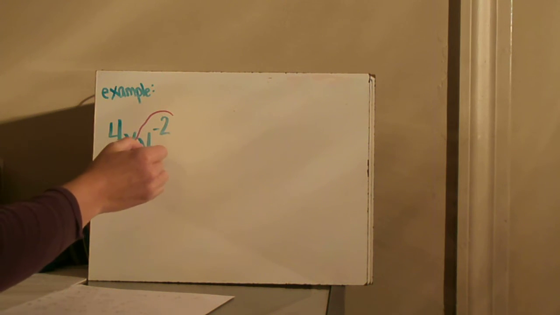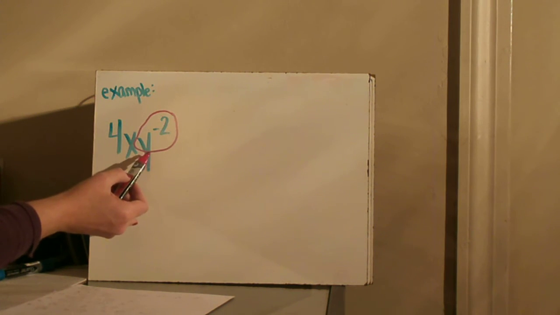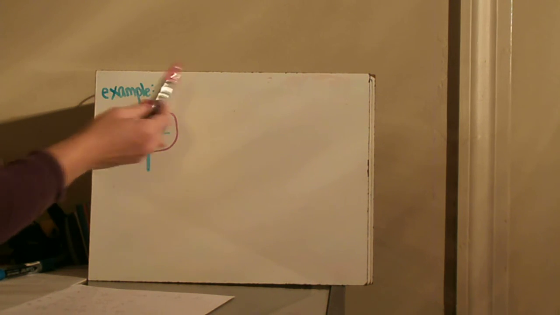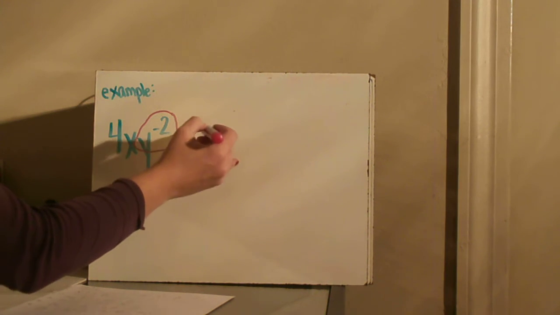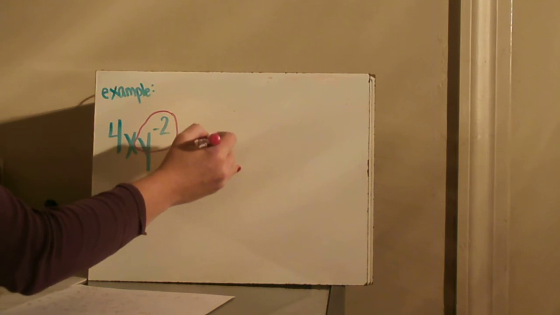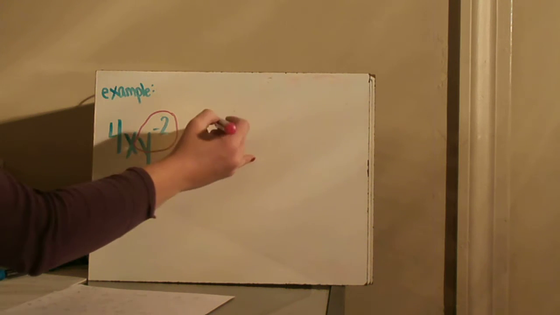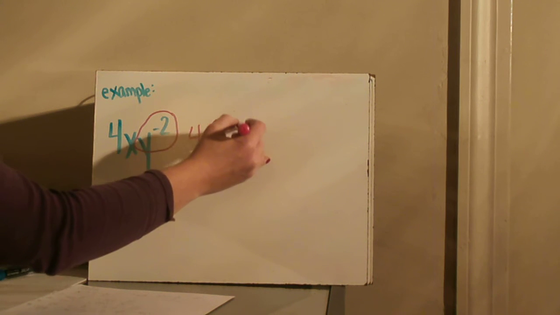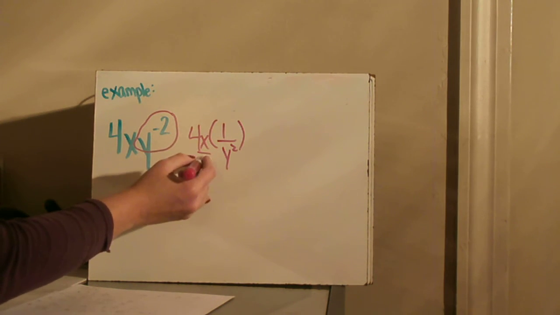So let's go through some examples. Our first example says 4 times x times y to the negative 2. Now it's important to realize that the negative 2 exponent has the base y. So this is the one that we're going to simplify using 1 over y squared. So we have 4x. That didn't change. We're multiplying, so it's multiplied by 1 over y squared. And do remember that this is 4x over 1.